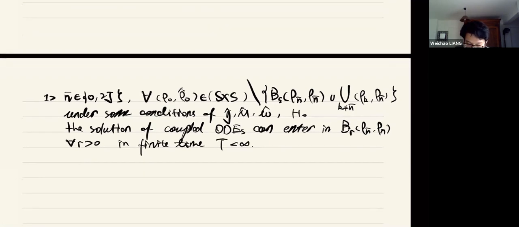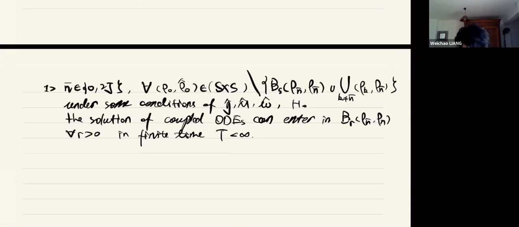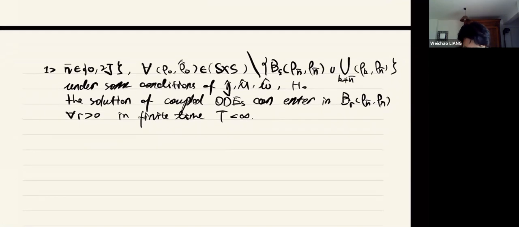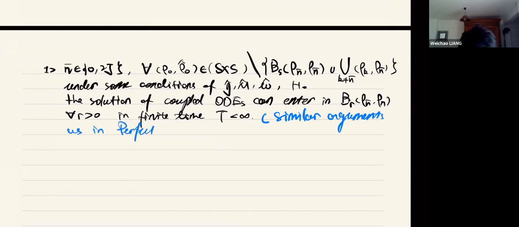In fact, for this part, the proof is almost exactly the same as in the perfect case. Okay. So second is the general case. For this case, it's not so trivial, it's not so obvious.